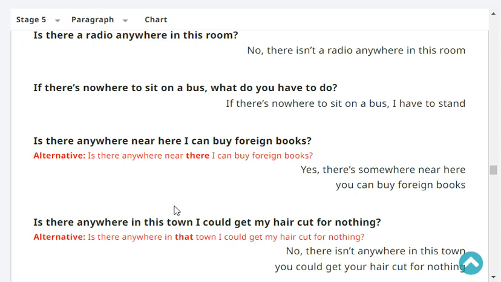Is there anywhere near here I can buy foreign books? Yes or no? Yes, there's somewhere near here you can buy foreign books. Very good.